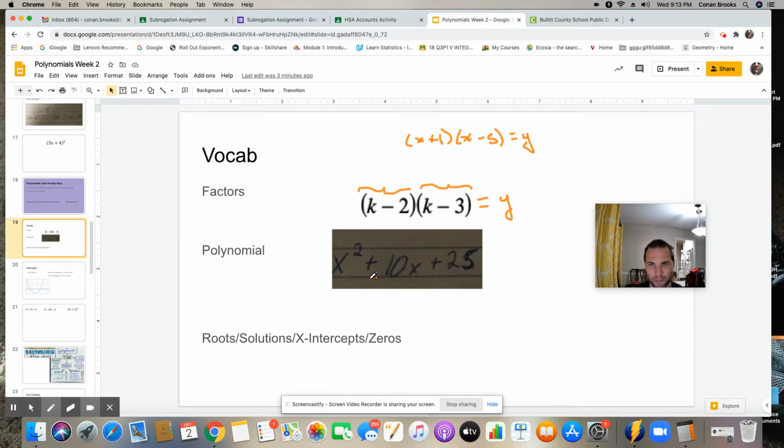Right here, this is our example of a polynomial, and this is standard form. This is also equal to y, where you have x squared plus 10x plus 25. Notice it's in standard form where the exponent is 2, and then x to the 1, and then this would be like x to the 0. So it's all in order. Hopefully we understand factored form and standard form. Let's talk a little bit more.